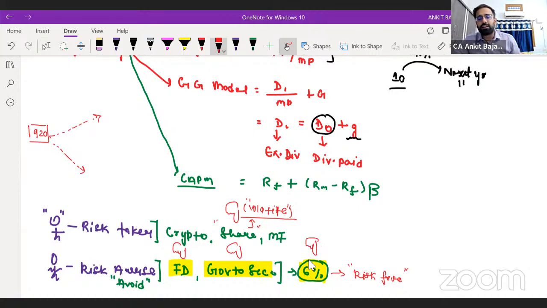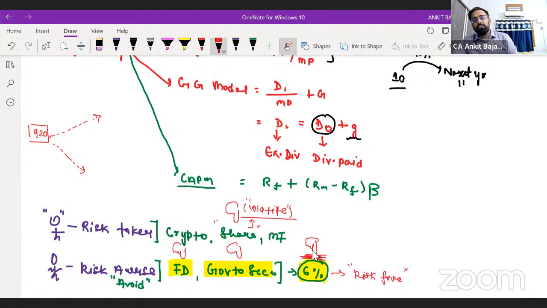Why will you be expecting a return of more than 6%? Because you are taking risk here. What kind of risk are you taking? You are taking market risk. So that is the reason you will be expecting more return.